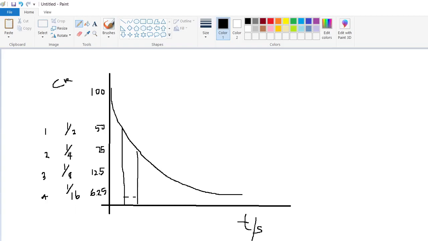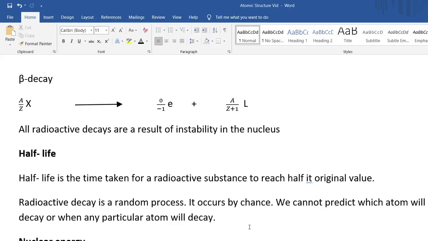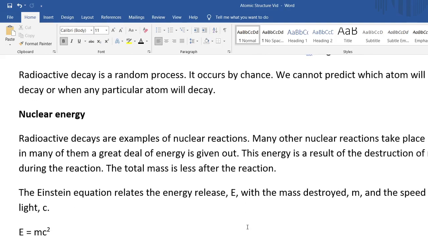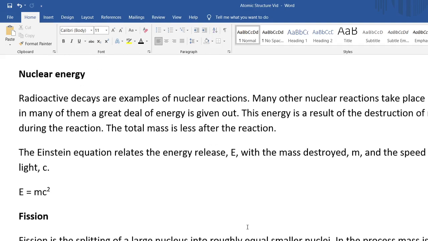Let's go back to atomic physics. So now that's half-life. The next one is going to be nuclear energy, and this looks at one of the most popular equations there is: E is equal to mc squared, where E is energy, m is mass, and c is the speed of light, squared. So we're going to look at nuclear fission.